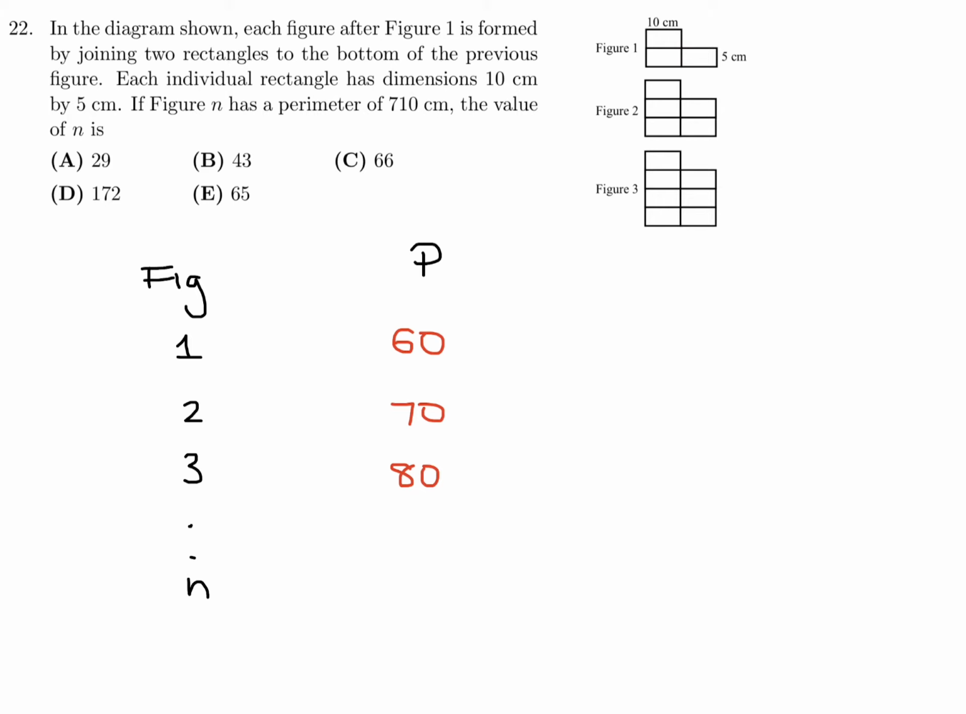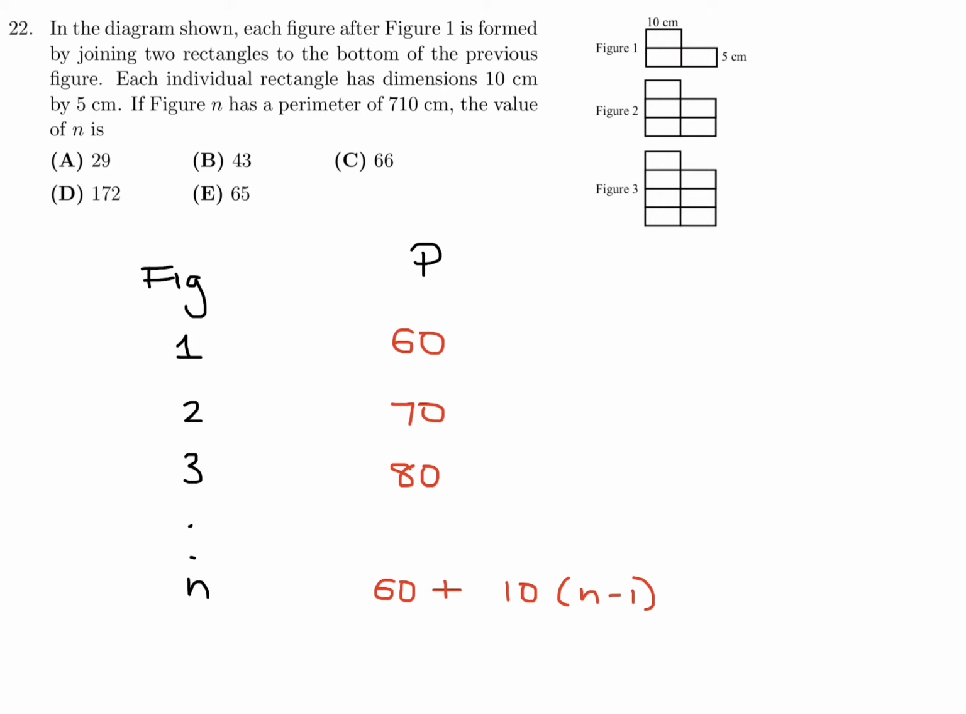So in general, for any n, it would be 60 plus 10 multiplied by a certain factor, and that factor is just n minus 1. And you can verify that this formula is indeed the correct one by plugging in values of n equals 1, n equals 2, and n equals 3. It's not that difficult of a formula to come up with.